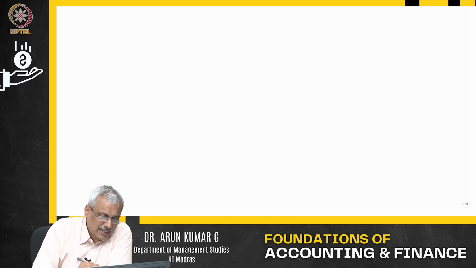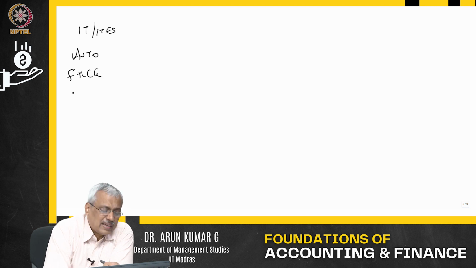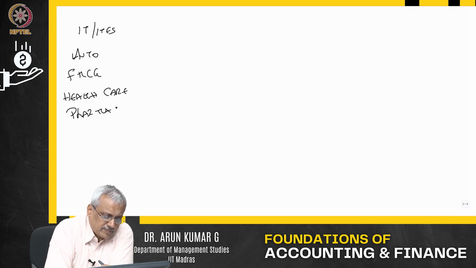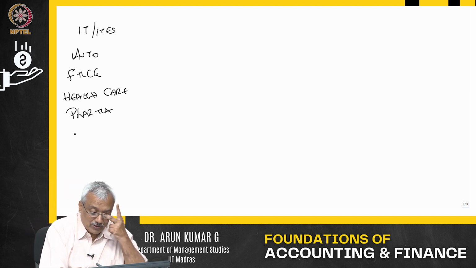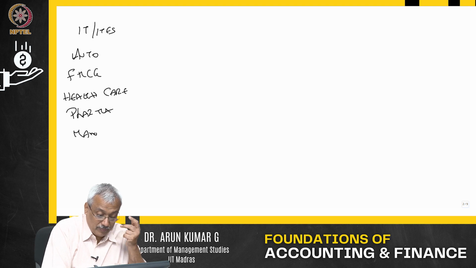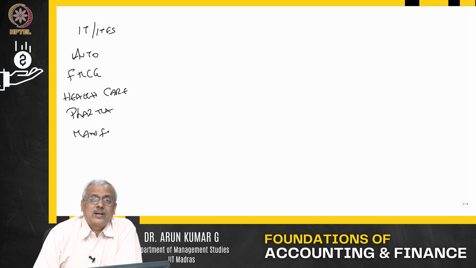Hypothetically, let us imagine there are only 4 or 5 sectors out there. Let us say there is a sector called IT and ITES. There is an auto sector. There is an FMCG sector. There is a healthcare sector. There is a pharma sector. Let us say there are about 5 sectors out there. You can add one more, 6, manufacturing or engineering, whatever it is, or retail and so on and so forth.